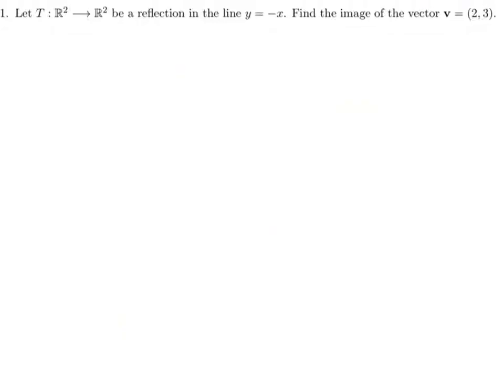All right, so let's look at our first example on the worksheet. Example 1, we're starting with a linear transformation T that just reflects everything across the line y equals negative x. So this is not one of the basic ones that we just looked at. And then the question is, find the image of the vector 2, 3. So what we're going to do is first visualize what's going on, and then get the standard matrix for this transformation and use it.